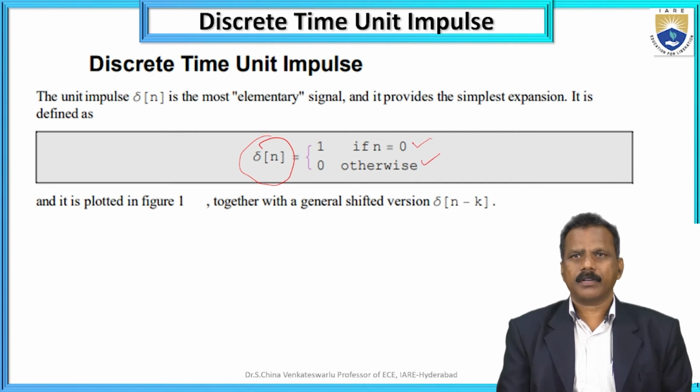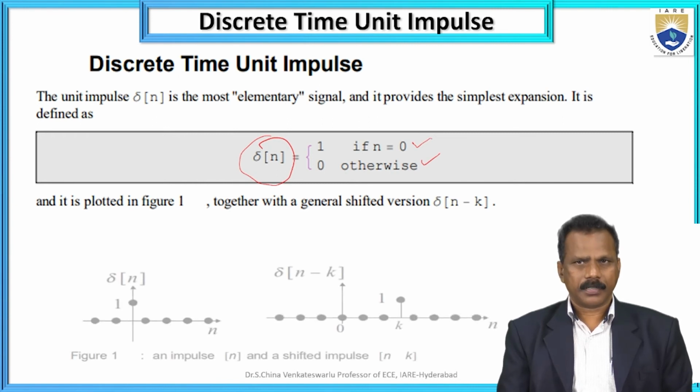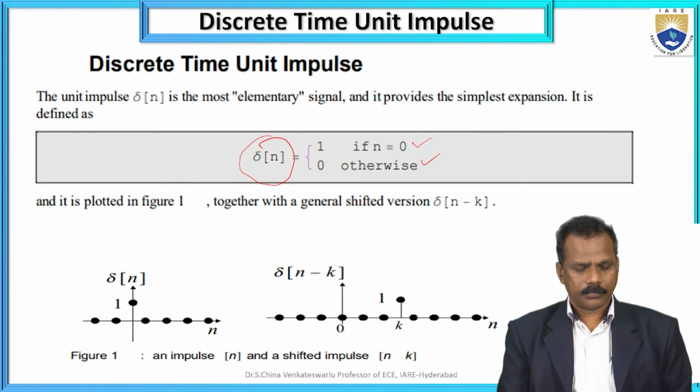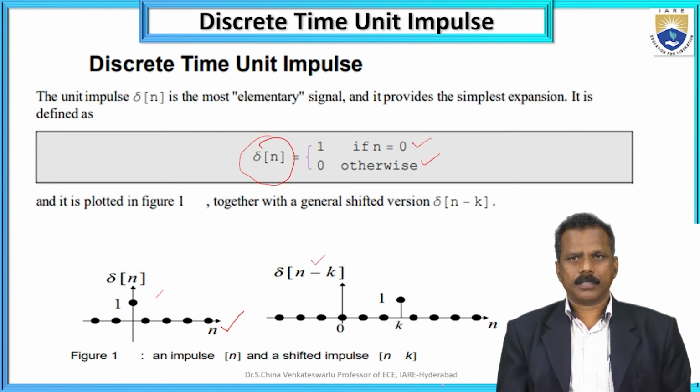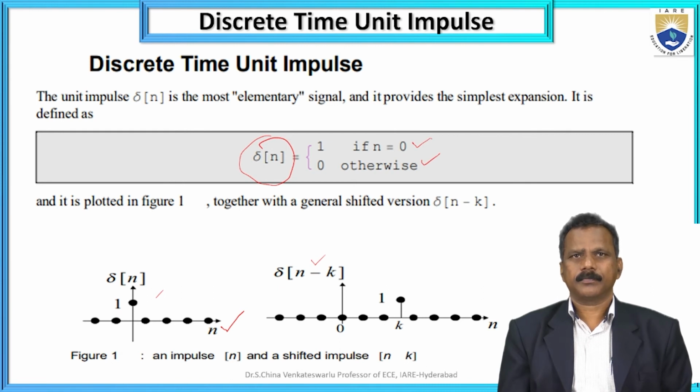Using this definition, you can plot this graphically, together with the general shifted version delta of n minus k. Here it is impulse of n versus delta of n. See how it is shifted as per delta of n minus k. So now it is shifted from here to here. Now that is the shifted impulse n comma k.